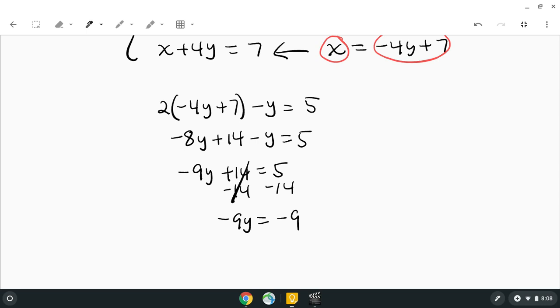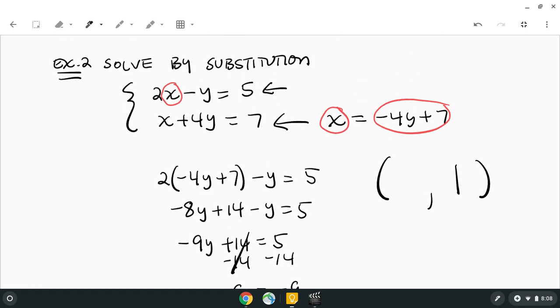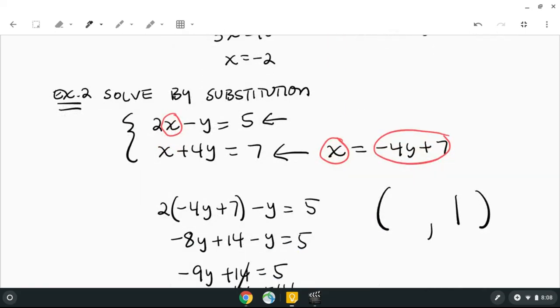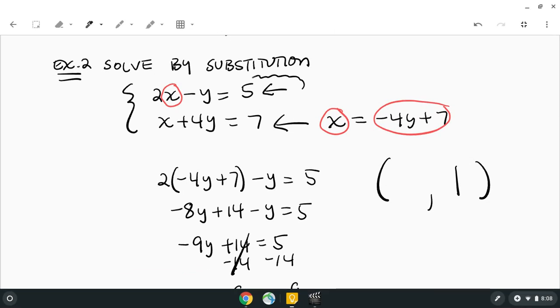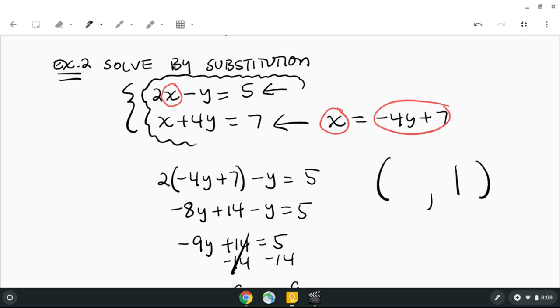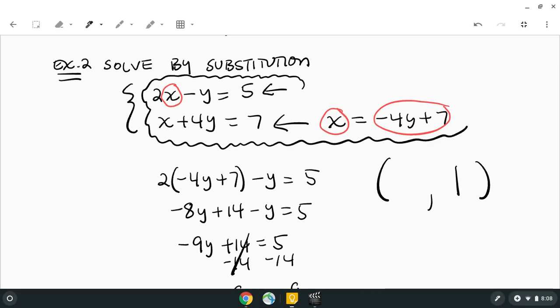Okay, and we get that y equals 1. All right, so again, we need to find a point. So far, we only know the y value, and we know the y value is 1. I need to find the x value, so I need to go up here, and I can actually use any of these equations here, even the ones that were rewritten. I can use any of those two, or I can even use that one.